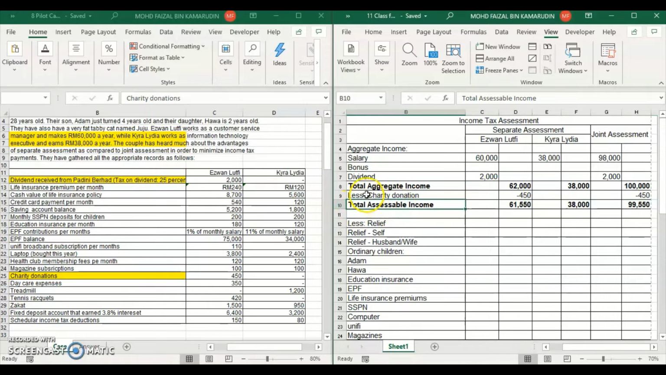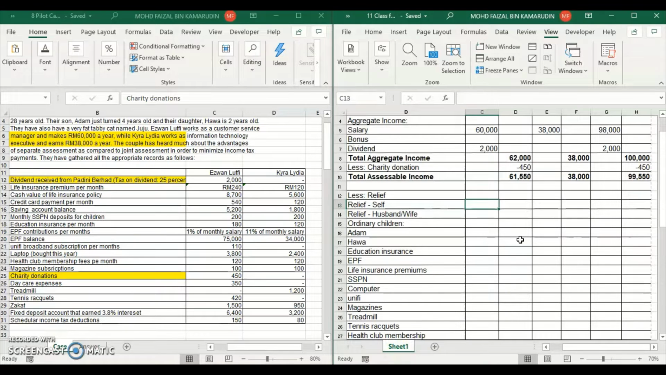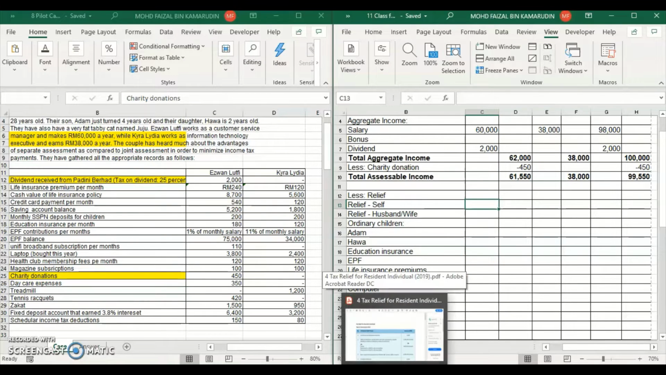One more time, for the charity donation, you are allowed to make a donation, or to claim for the donation, up to 7%. You can make any amount of donation that you like, but the amount that you can claim from HDN is up to 7% of your income. Okay, let's move on.